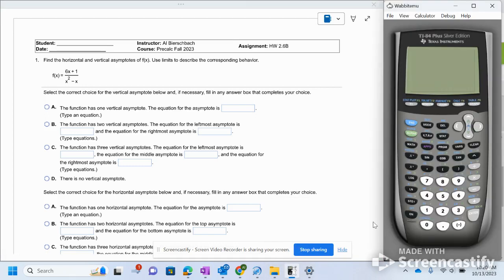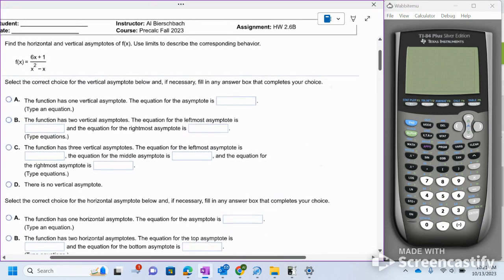Okay, here we go. No, because as soon as I zoom in, I won't move. All right, I'll zoom in just a little bit.